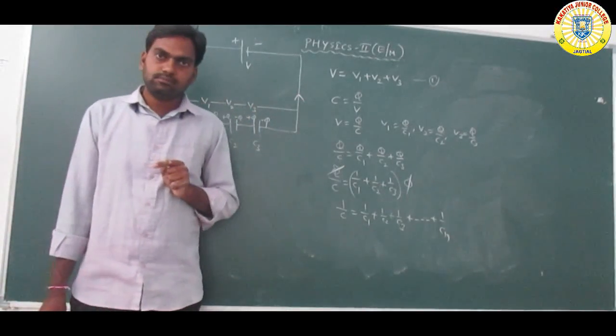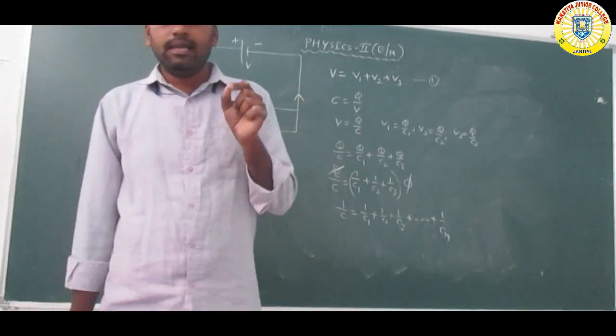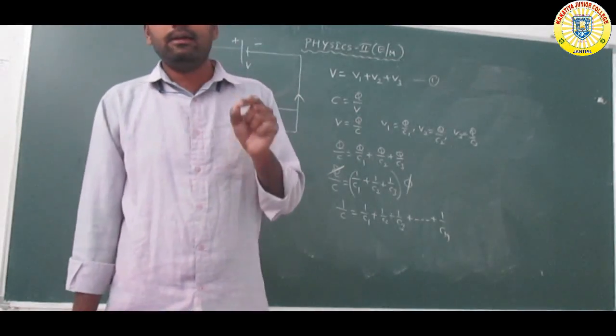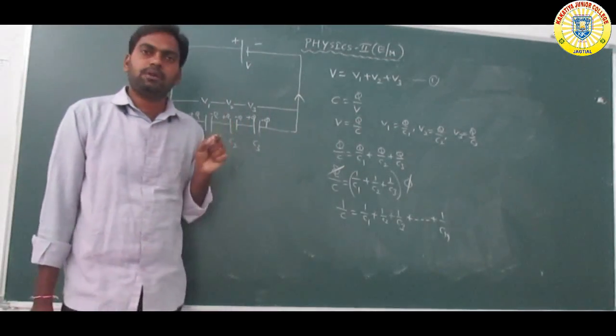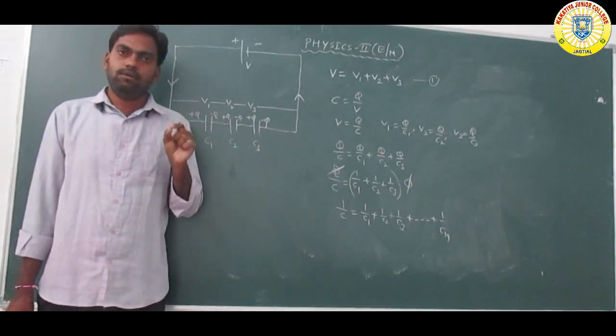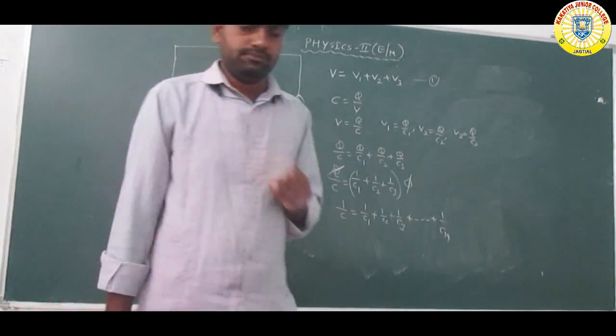Got it? So the capacitors are arranged in a series combination and we can find the effective capacitance in a series combination. Okay, right.